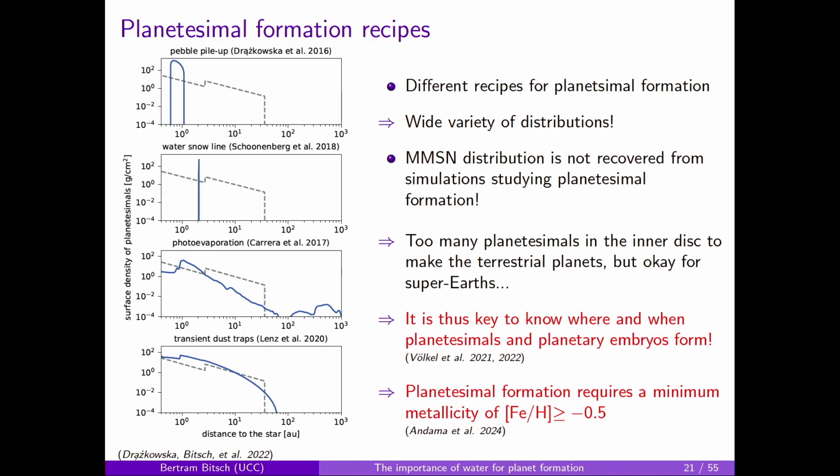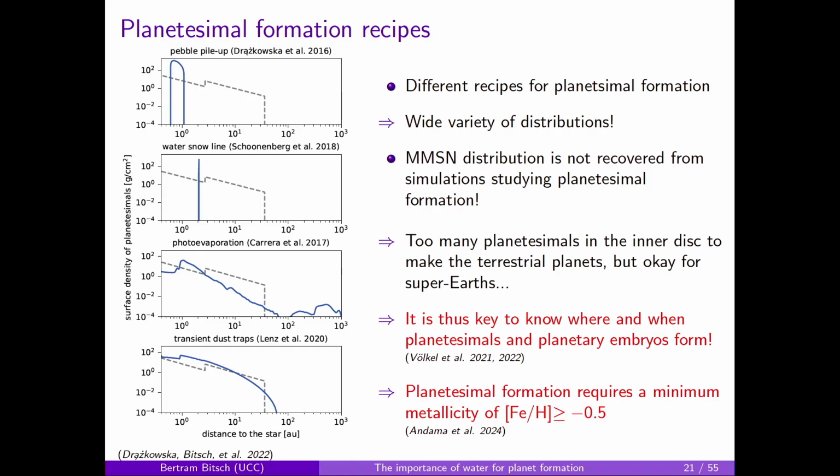So for example, in this model up here, we see we make a lot of planetesimals within 1.5 astronomical units, which probably is good if you want to make super-Earths, because you need a few Earth masses for each super-Earth. But it's probably bad if you want to make the terrestrial planets of our solar system, because you have like an order of magnitude too much mass. Then suddenly you don't make an Earth-like planet, you make a super-Earth of a few Earth masses. So it's still an open question where these planetesimals would actually start to form.